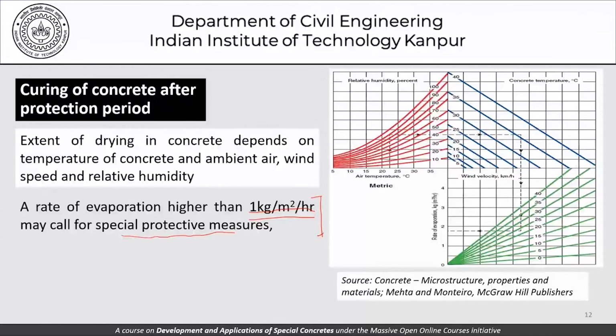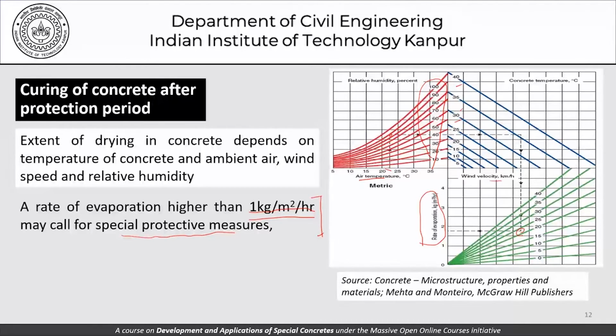Now that is the crux of our problem as far as specifications are concerned. As a thumb rule, if the rate of evaporation here measures more than 1 kg per square meter per hour, we are in the region which calls for special protective measures. We had explained and discussed how we use this particular nomogram. There is a relative humidity given here on this axis. We enter with the air temperature, go up to the relative humidity, turn right, go to the concrete temperature here, which is 40, 35, 30 and so on, come down wherever you want to and come to the wind velocity.